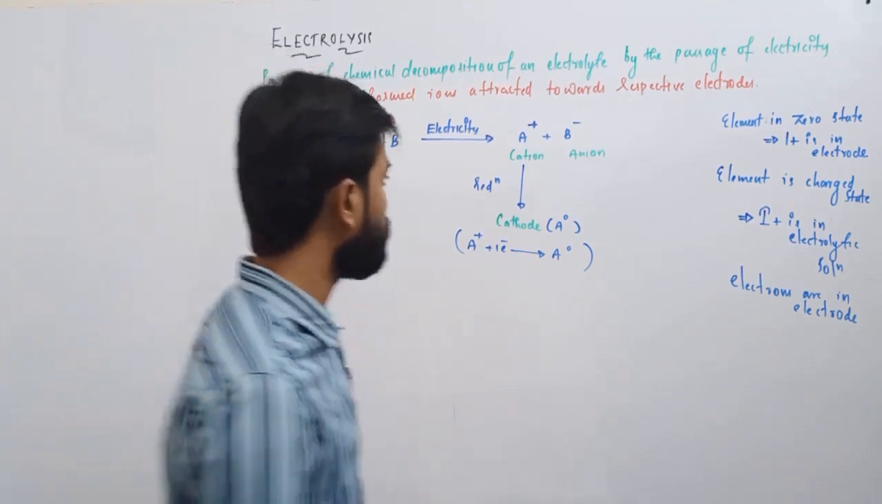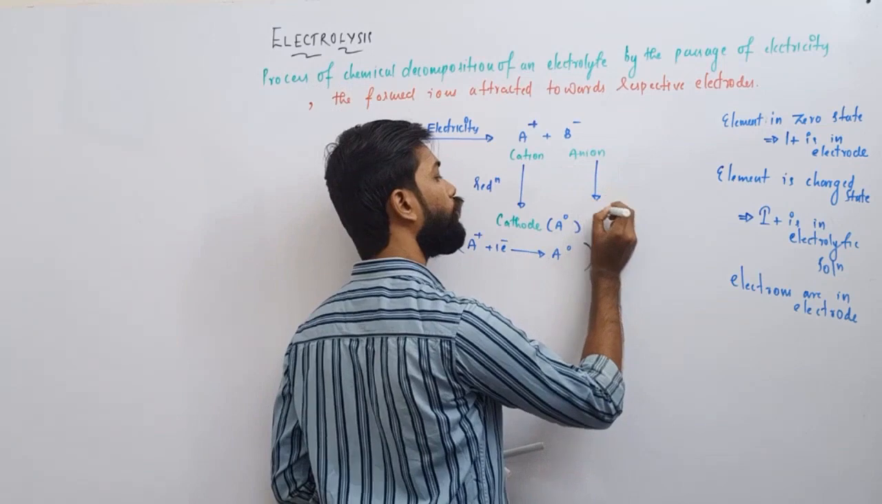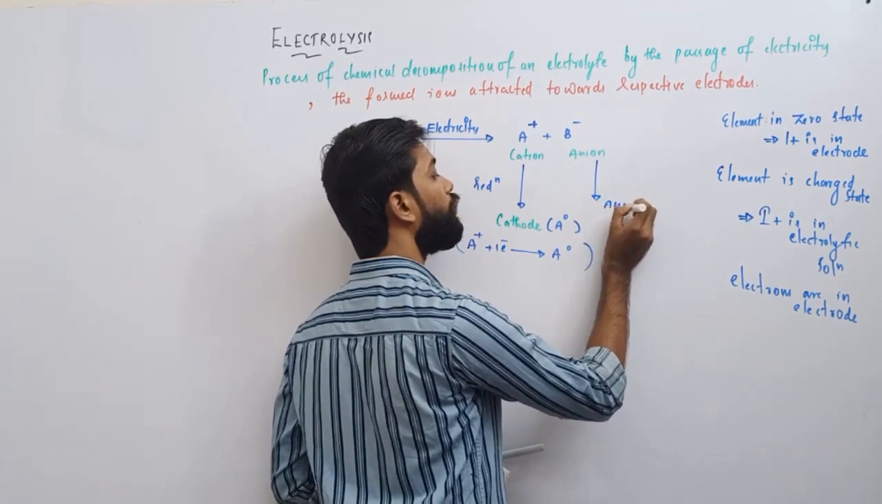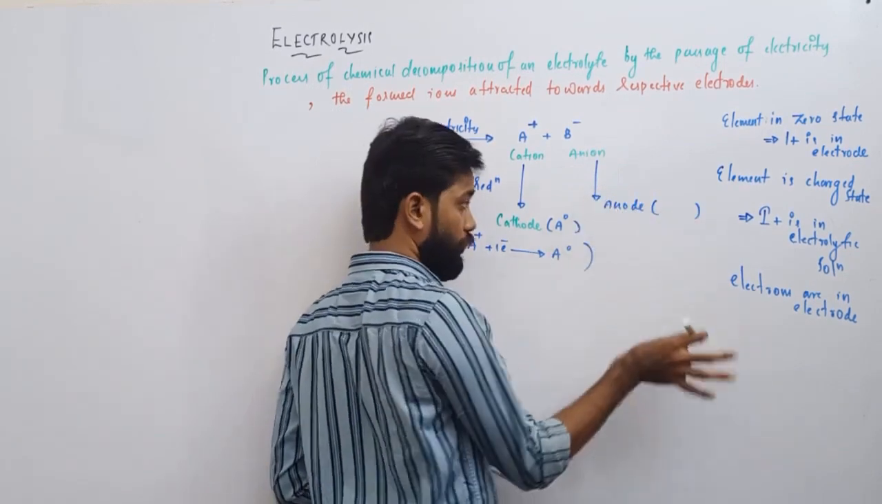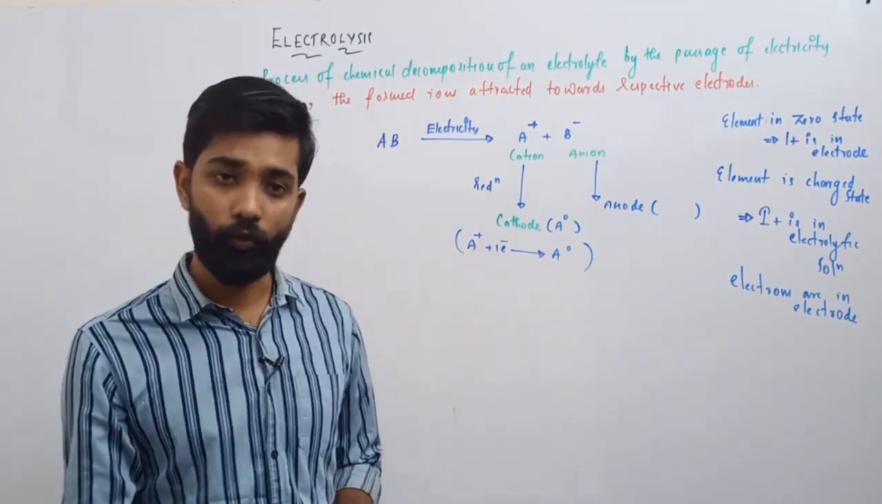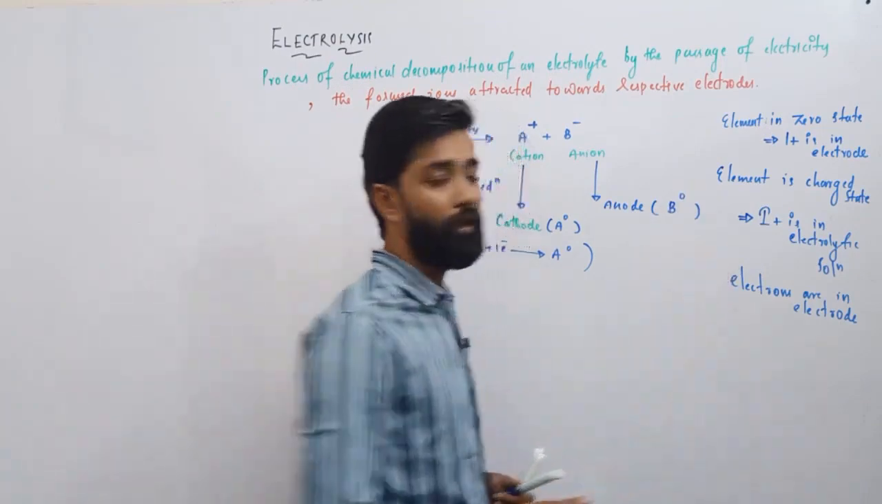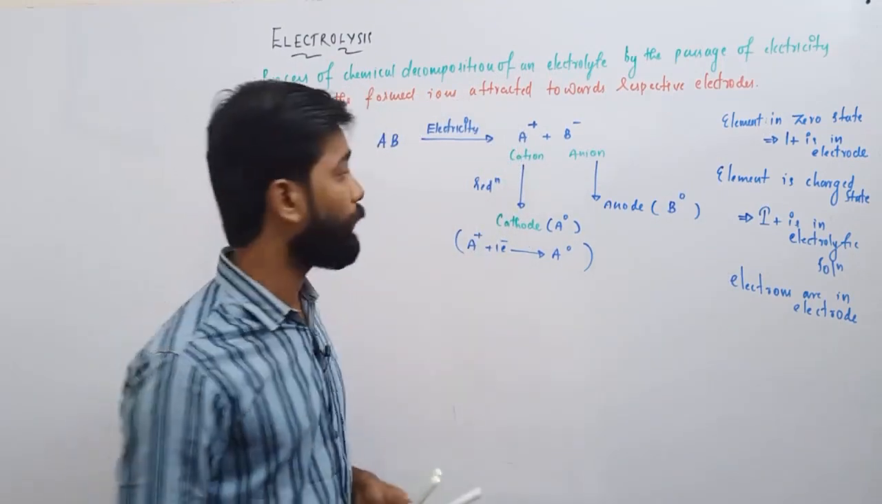Fine. What about the anion? The anion is attracted towards the anode. Whatever it may be, if an element goes to an electrode, then it should be in the zero form. So at the anode it will be in the B0 form.